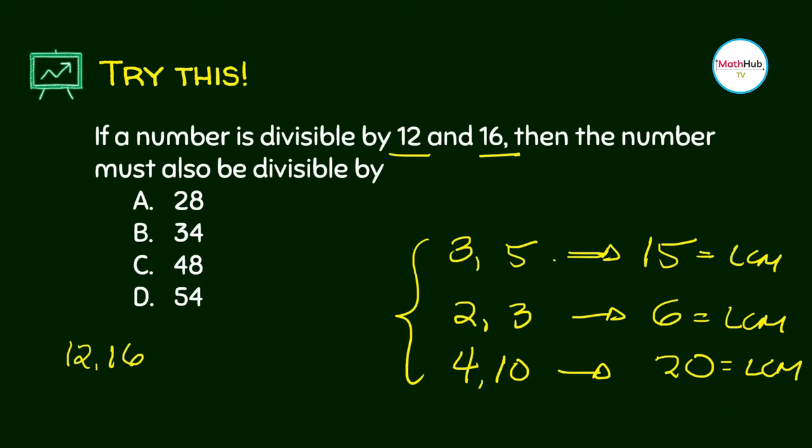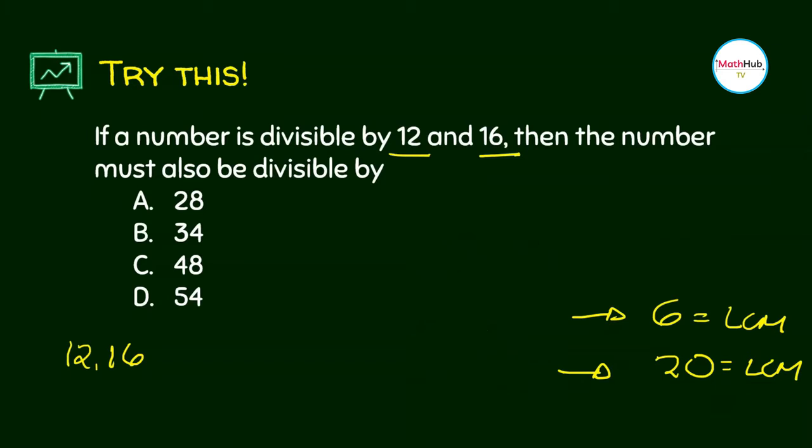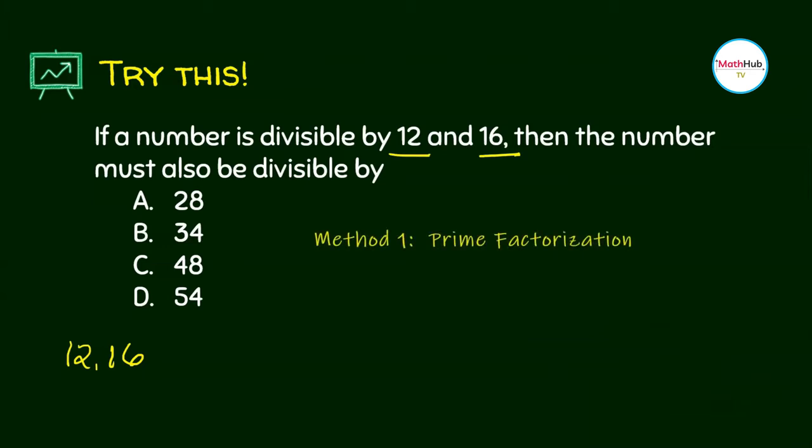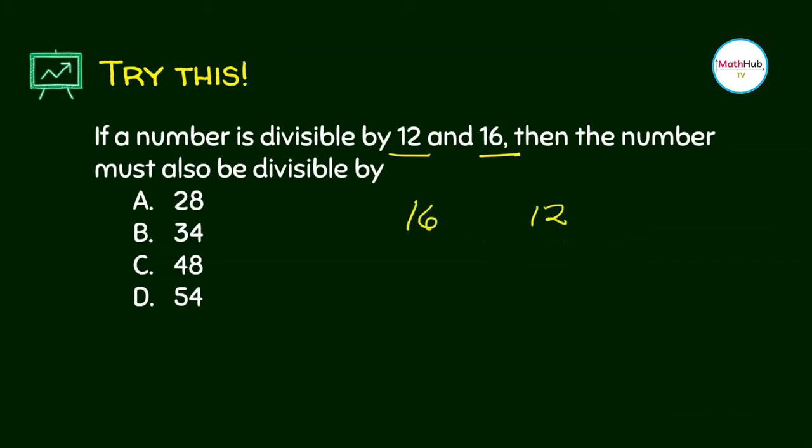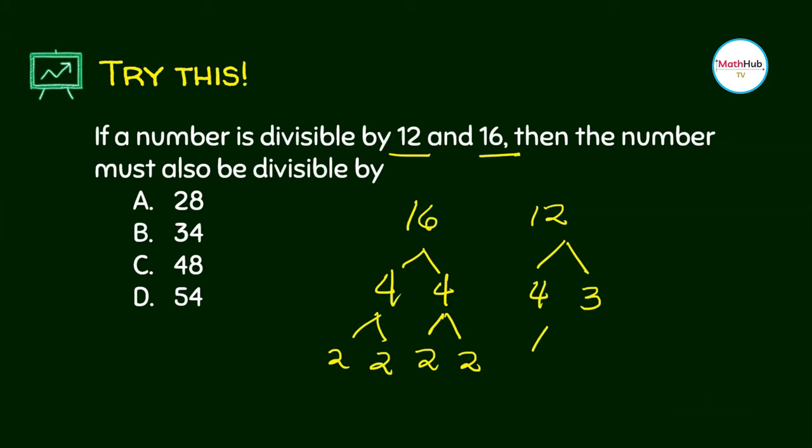So there are a lot of ways to get the LCM. One of the ways is by looking at the prime factors, right? So for the prime factors, 16. Let's write the prime factor of 16. This is 4 times 4, but they are not yet prime. So 2, 2, 2, 2. And 12 is 4 times 3, and this is 2, 2.